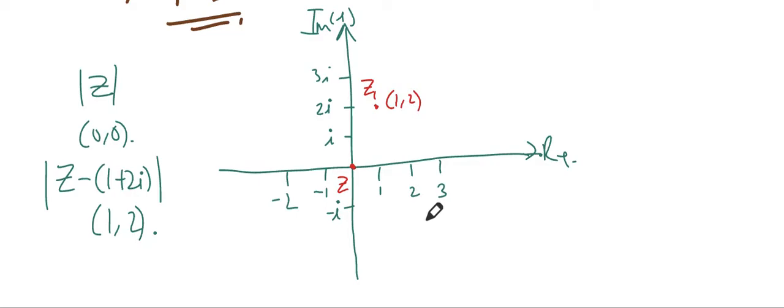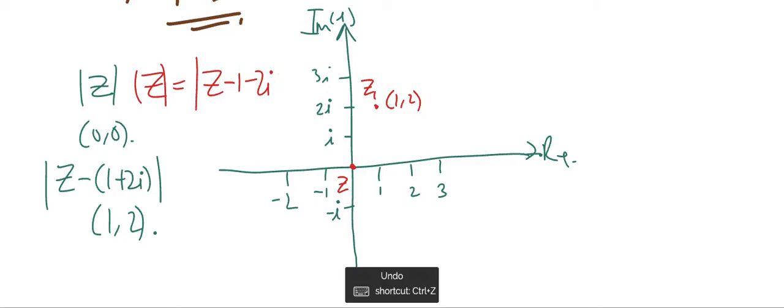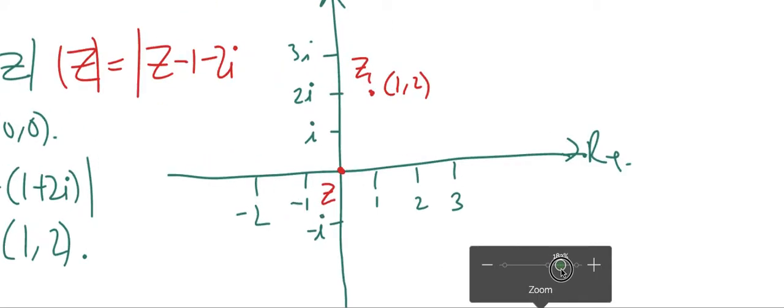So now you have to draw the locus. The question says |z| equals |z - 1 - 2i|. So where is the locus that's equidistant? The distance is equal between them. If it's equidistant, then it has to be a perpendicular bisector.